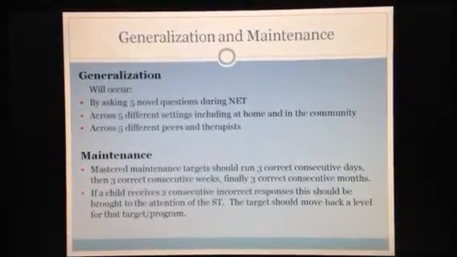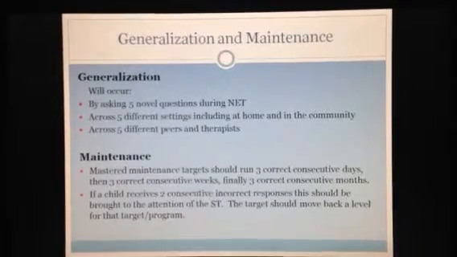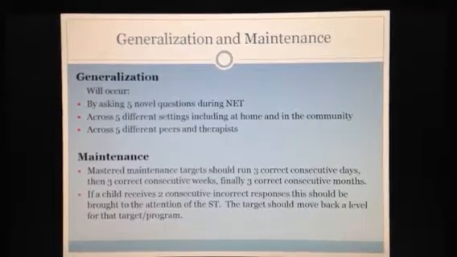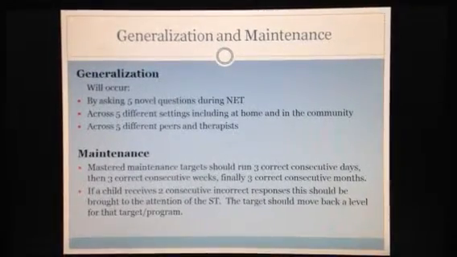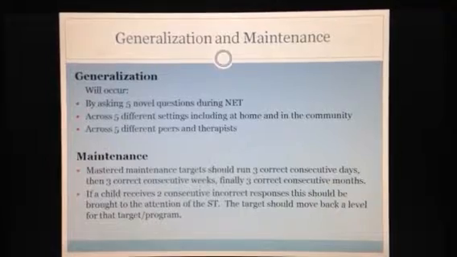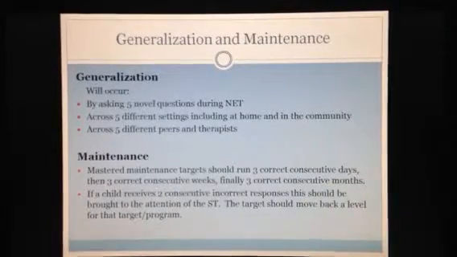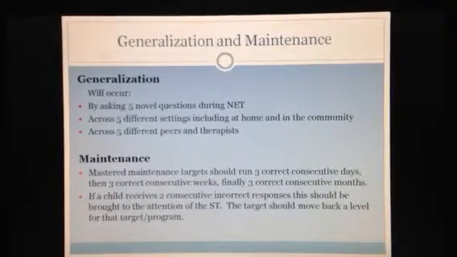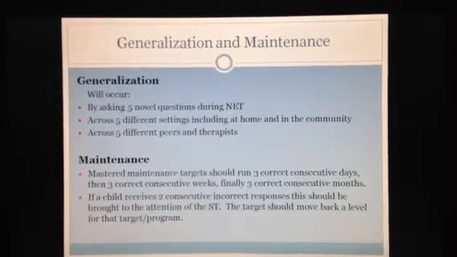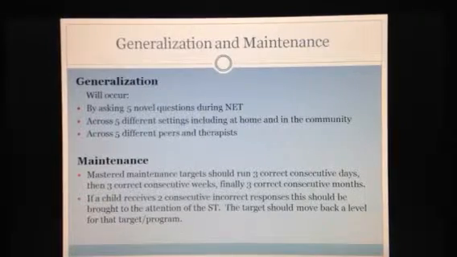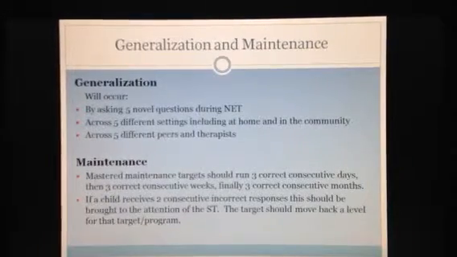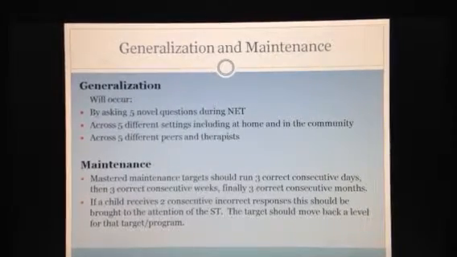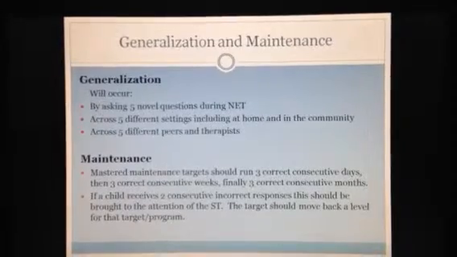Maintenance targets should be run for 3 consecutive days, then 3 consecutive weeks, and then finally 3 consecutive months. If a child receives 2 consecutive incorrect responses, this should be brought to the attention of the senior therapist. The target should move back a level for that target or program. So for example, if the child was running maintenance for 3 consecutive days and made 2 mistakes in a row, this would have to be moved back into the acquisition phase.